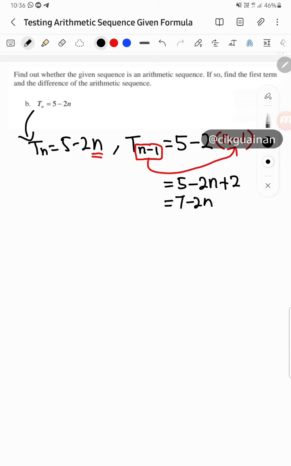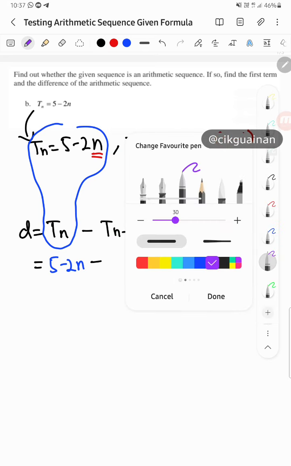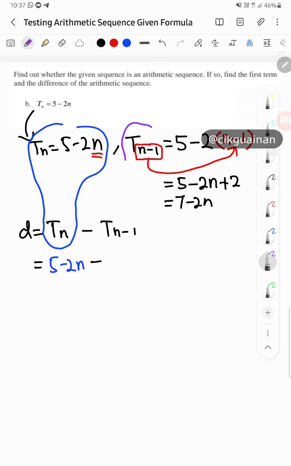So we have our Tn and Tn minus 1 already. Now, substitute inside our d. D is Tn minus Tn minus 1. Tn is 5 minus 2n. I write the sign first, maybe use a different color, purple. Tn minus 1 is this, 7 minus 2n.